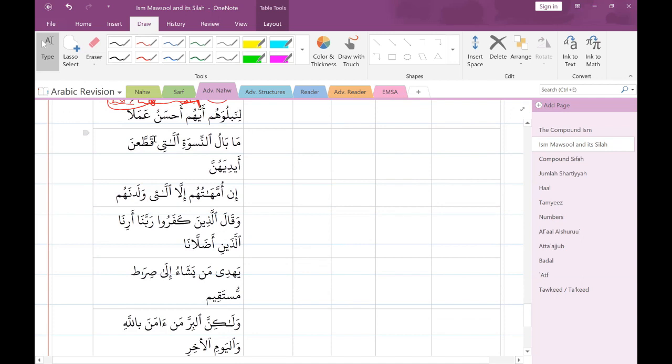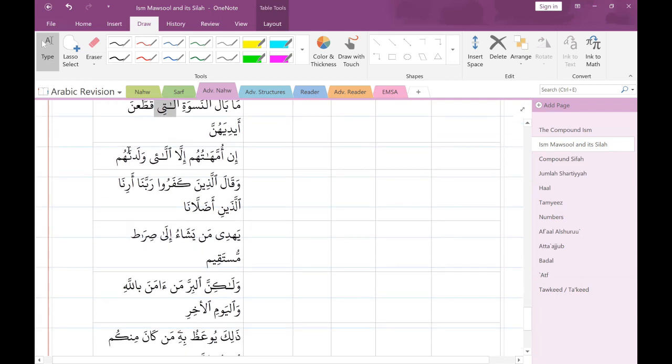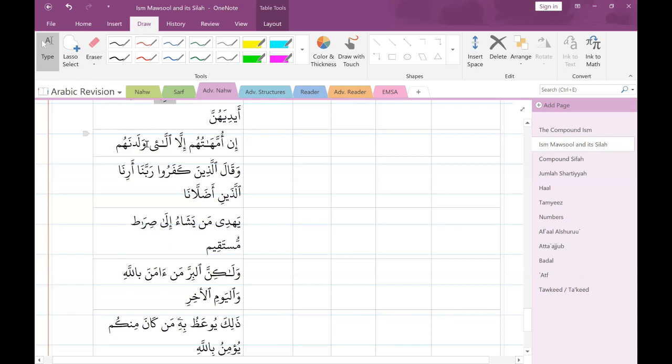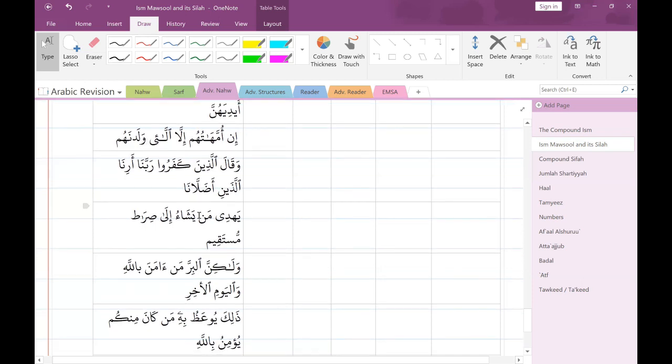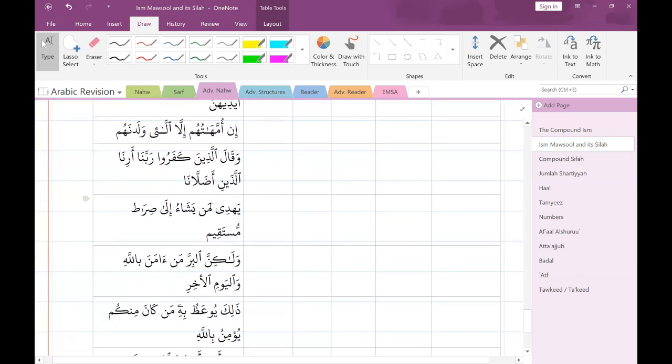I'm gonna skip allati because allati is kind of like alladhi, so same thing. Go to yahdi man yasha'u. Okay, yes, let's do this. Yahdi man yasha'u. So we haven't done man. Of course, man is our Ism Mawsool and yasha'u would be our Silatul Mawsool.